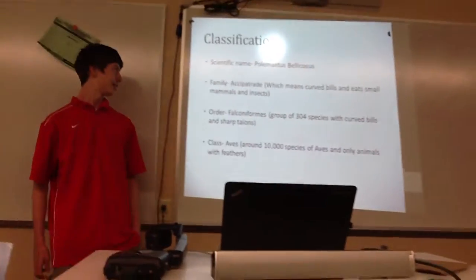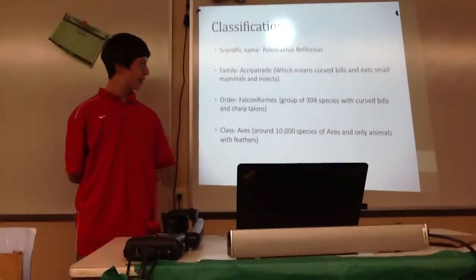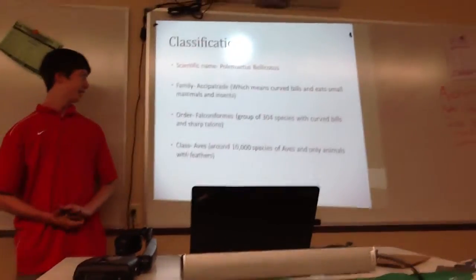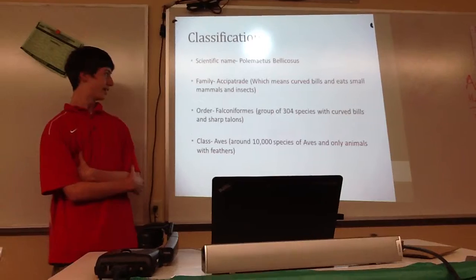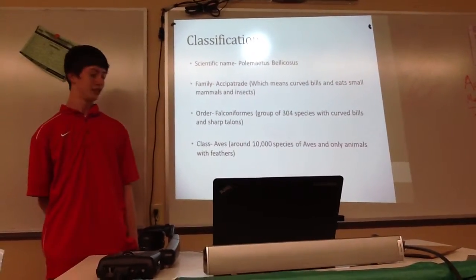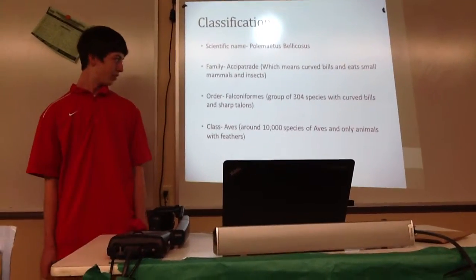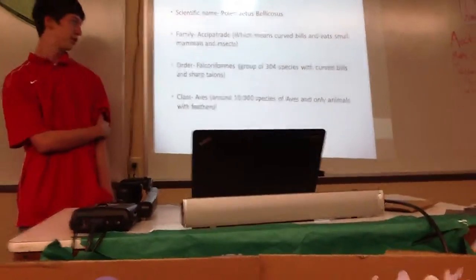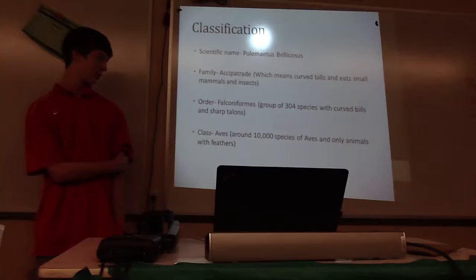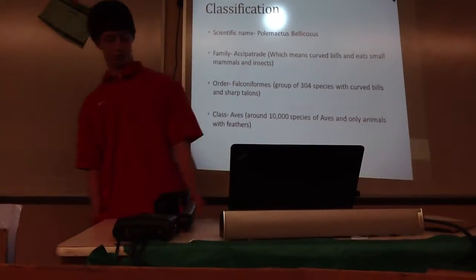So here's the classification. Scientific name is Polemaetus bellicosus. I think that's how you say it. And its family is Accipitridae, which means they have curved bills and eat small mammals and insects. Their order is Falconiformes. They're a group of 304 species with curved bills and short talons. Their class is Aves. There's around 10,000 Aves, and they're the only animals with feathers.